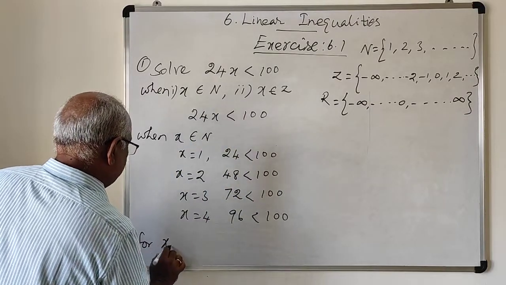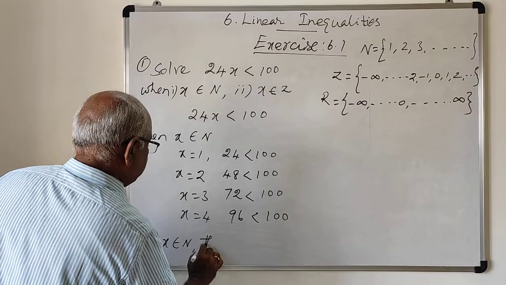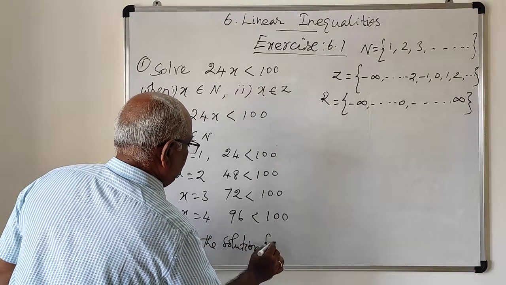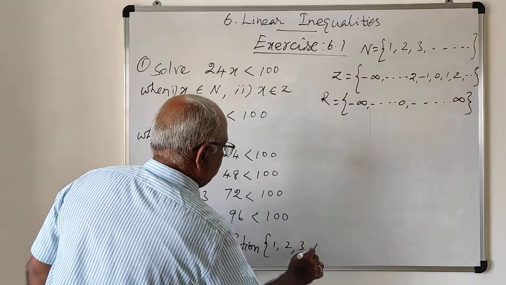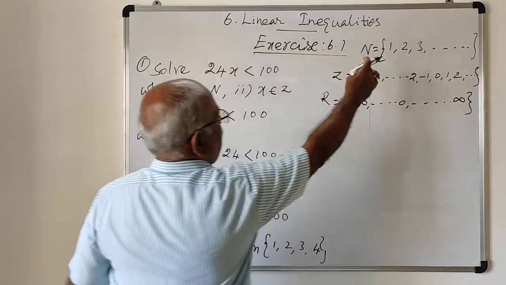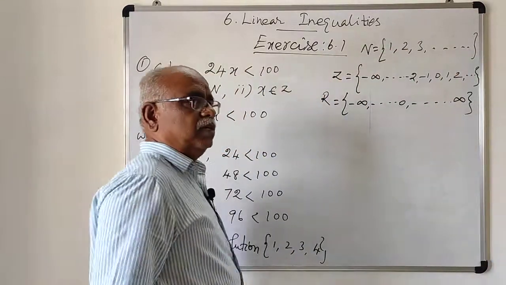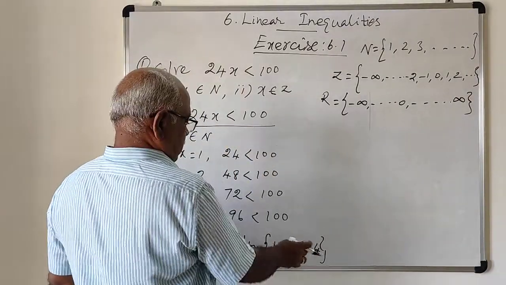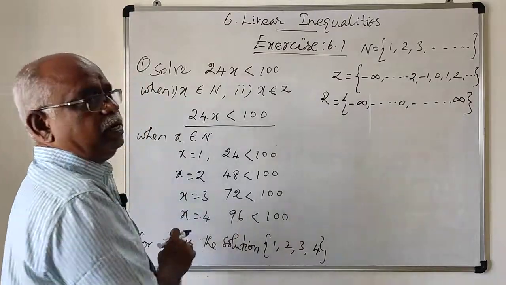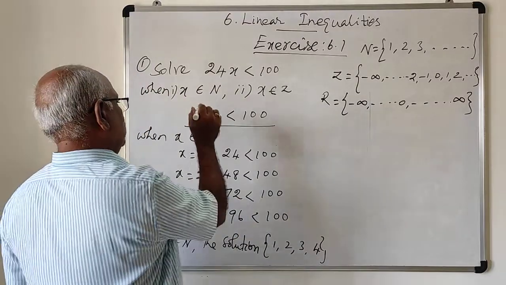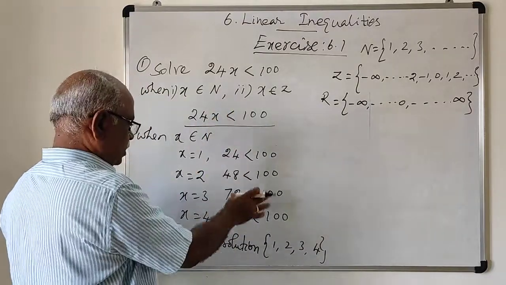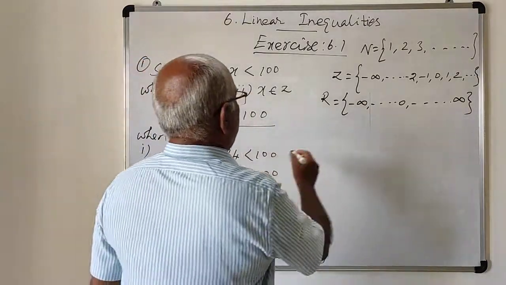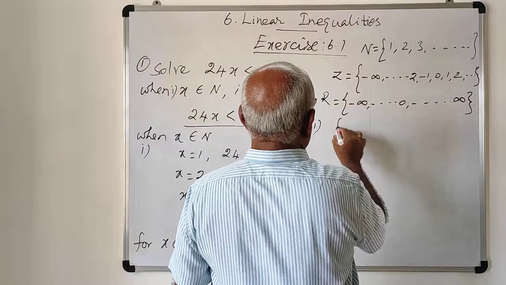Therefore, for x belongs to N, the solution set is 1, 2, 3, 4 only. Out of the natural numbers, only up to 4 can be considered for this inequality, because up to 4 the inequality is true. If you put x equal to 5, the inequality fails. Therefore, this is the solution. Come to the second case.